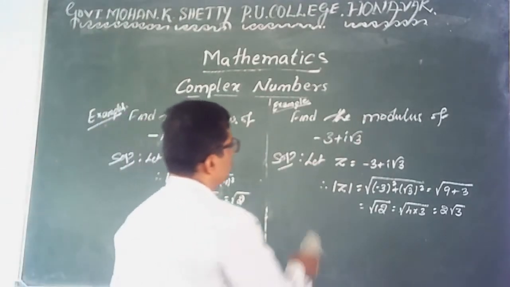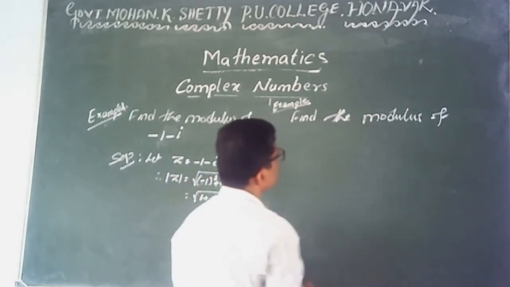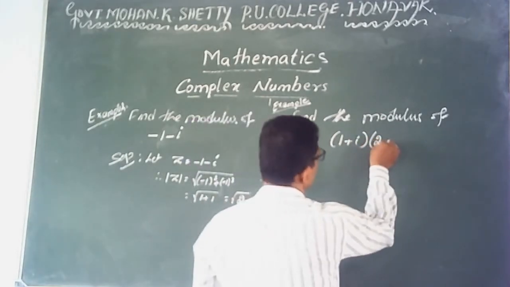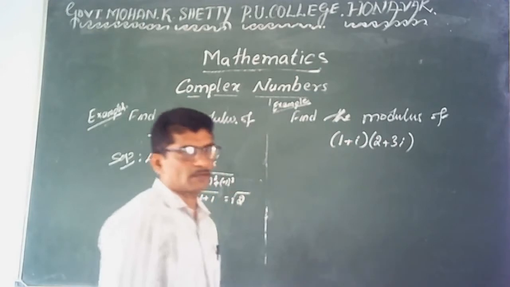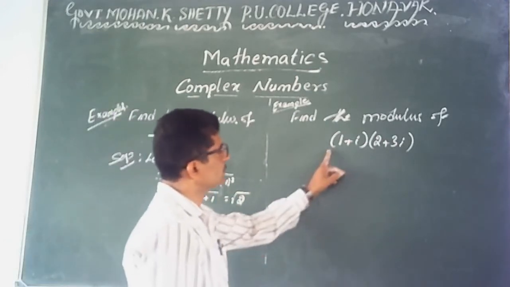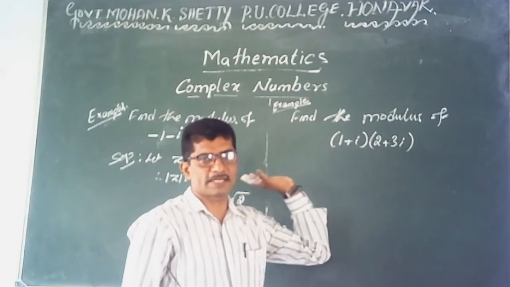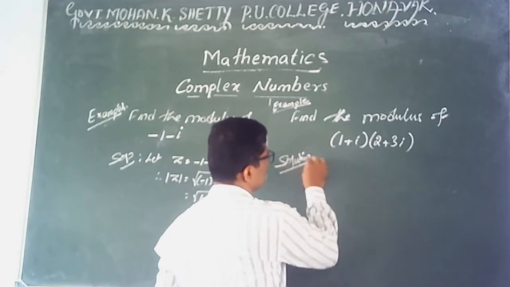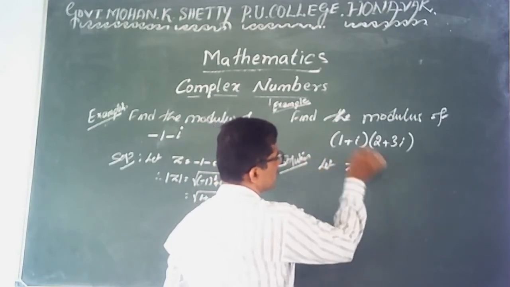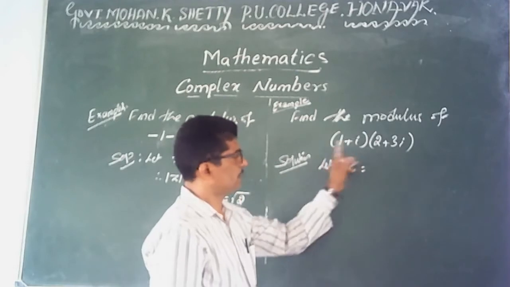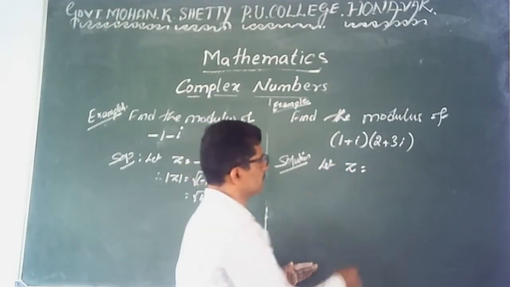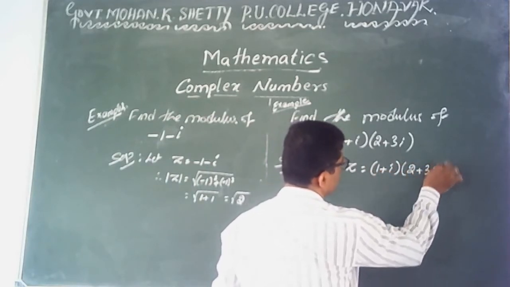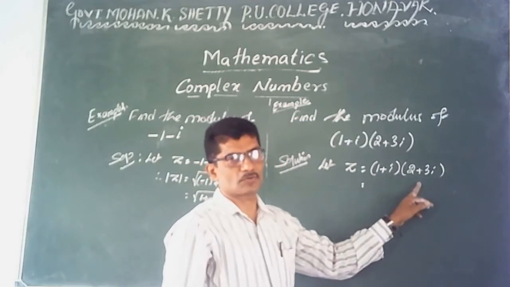Find the modulus of 1 plus i into 2 plus 3i. Find the modulus of the given complex number 1 plus i into 2 plus 3i. Suppose first rewrite in the form of a plus ib. Rewrite in the form of a plus ib. This is the direct mechanical way. 1 plus i into 2 plus 3i. First you get the multiplication of these two complex numbers.